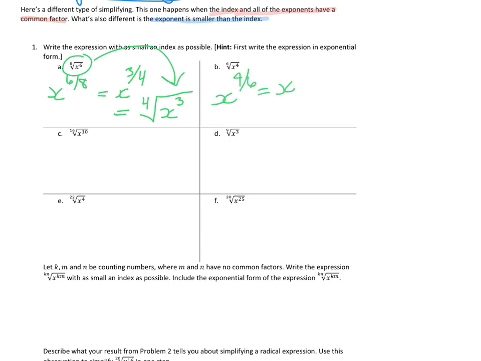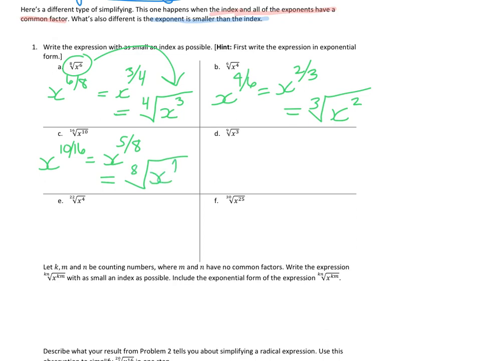Okay, so you guys are writing in exponential form, taking out the common factor, and then writing it in radical form. Okay, and there you go. And perhaps you're seeing a pattern. Rather than doing this intermediate step and taking out the common factor, perhaps you're coming at this step, and maybe you're just canceling the common factors of all the exponents and index.